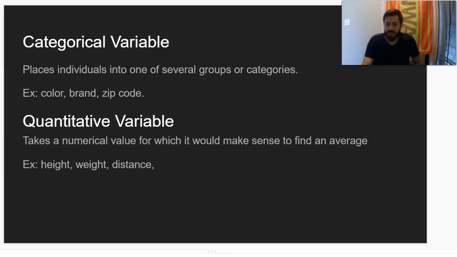And the reason we specified for which it would make sense to find an average is because things like zip code, apartment number, or address, these are usually numerical values, our phone number. However, it doesn't make sense to find the average zip code for students in a class. That's not something that really makes sense. Meanwhile, it does make sense to ask the question, what is the average height of students in a class? What is the average weight of dogs at this dog kennel? What is the average distance run by soccer players in an average game? All of these things are things where it makes sense to find the average.